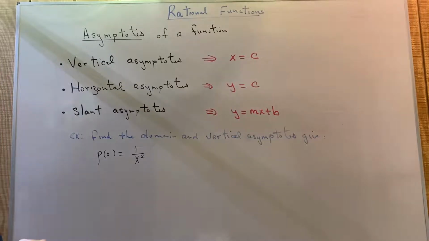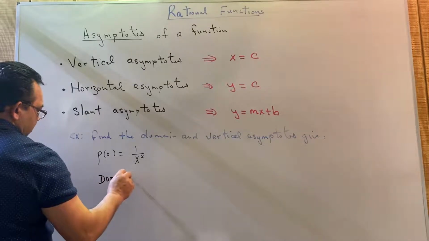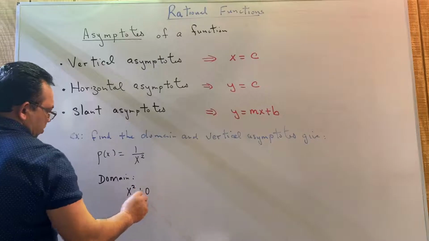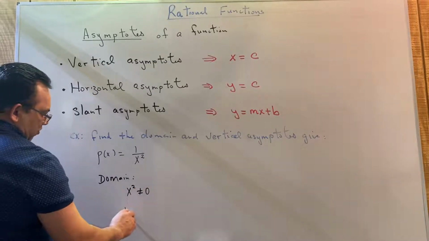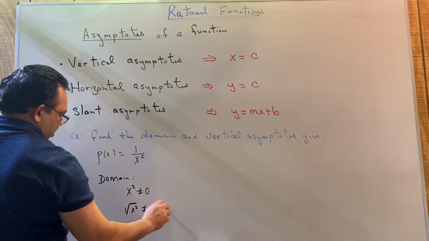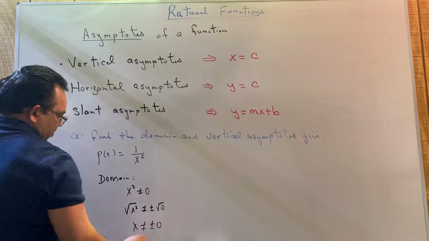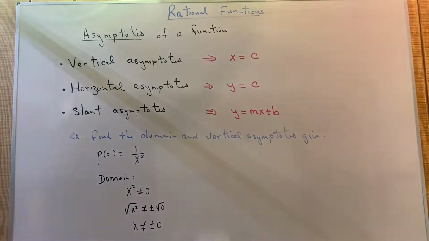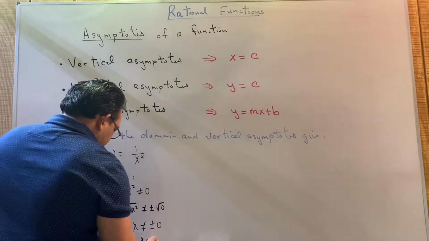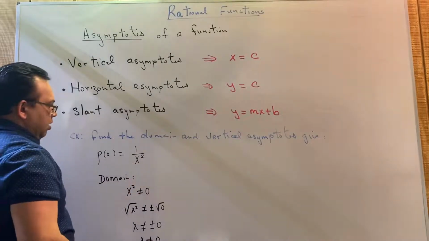Okay. So the domain, still the same process. We know that x squared cannot be equal to 0. Take the square root of both sides to get rid of the square, and don't forget we have a plus or minus square root of 0. So x cannot be equal to plus or minus 0. Well, there's no such thing as plus or minus 0, it's just 0. So this implies that x cannot be equal to 0, right? Which is clearly because 0 squared, you will get a 0 in the denominator.